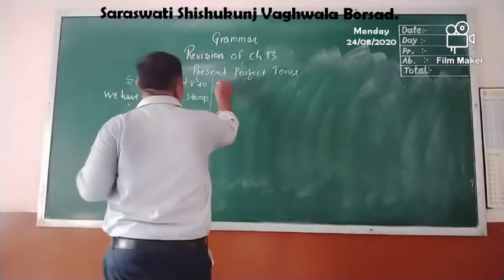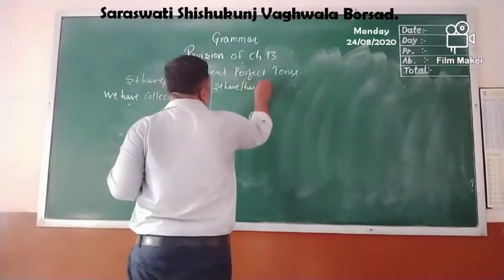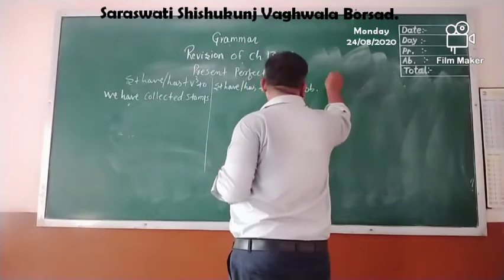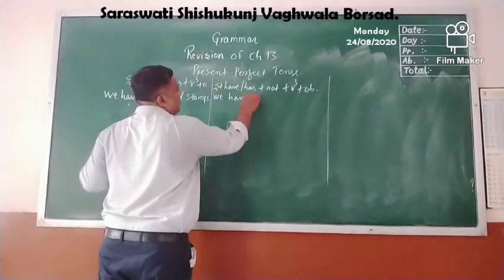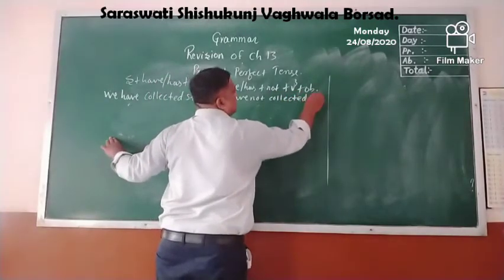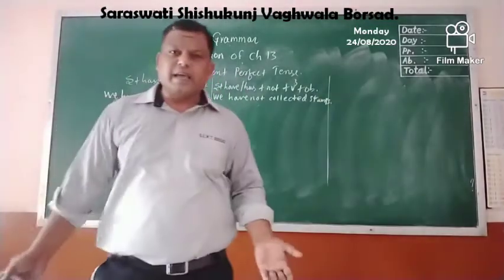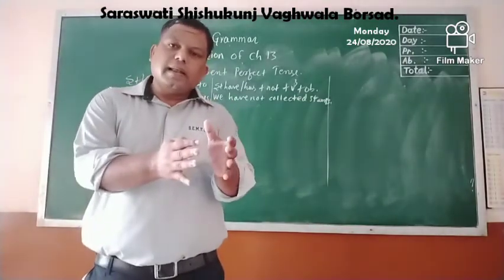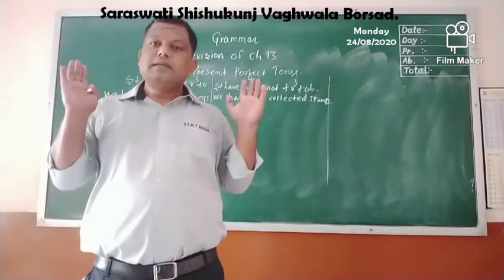Then negative, when we say subject plus have or has plus not plus V3 plus object. So same thing when we say that we have not collected stamps. यहाँ पे आपने एक्शन की नहीं है, बस आपने एक समय दिया था, लेकिन you have not completed. That's why you are saying in negative form, we have not collected stamps.